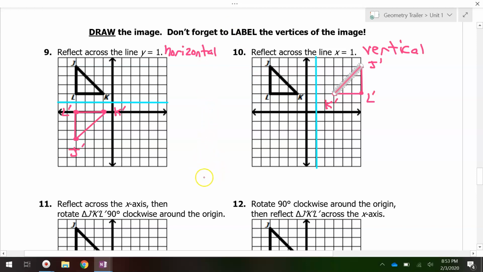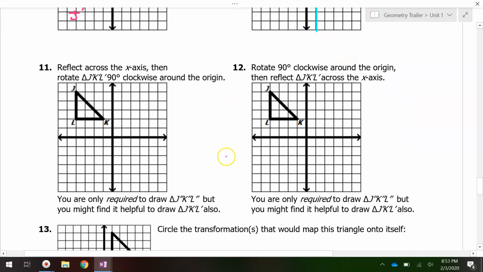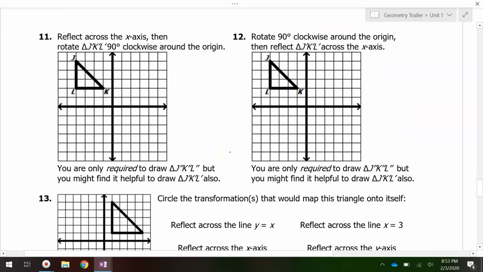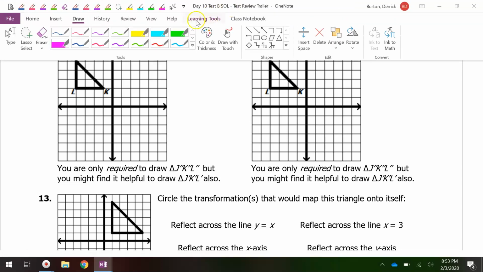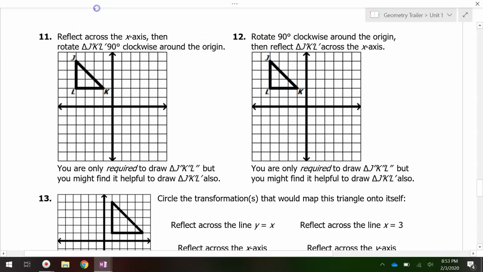Number 11. Reflect across the x-axis and then rotate 90 degrees clockwise around the origin. Okay, all right, so you're only required to draw the final image, but it might also be helpful to draw the other thing. I'm going to do the reflection over the x-axis visually, as you've seen me do before. So my reflection over the x-axis is going to look like this.